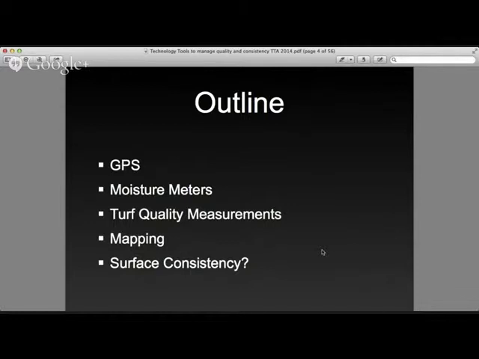And then the last thing, which I kind of have a question mark on, is surface consistency. I'm going to touch on a device that's picking up some steam overseas and is being talked about in the Royal and Ancient world rather than in the U.S.